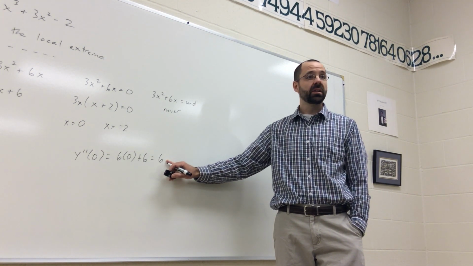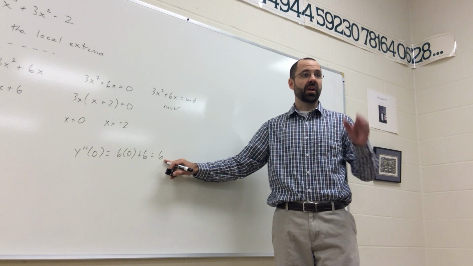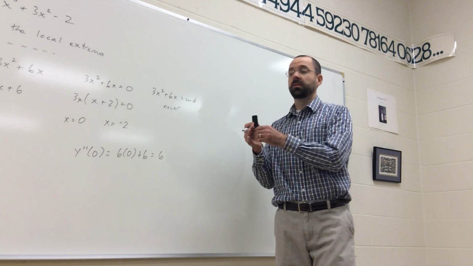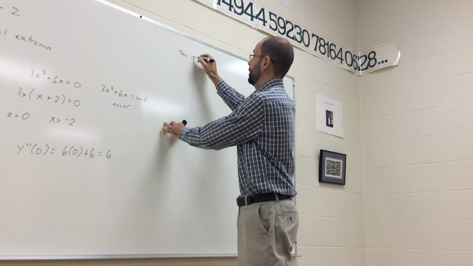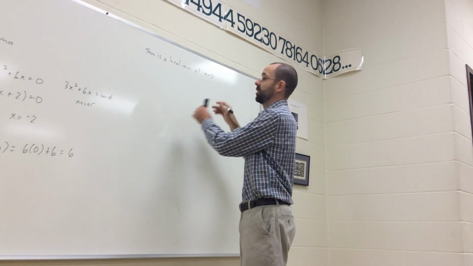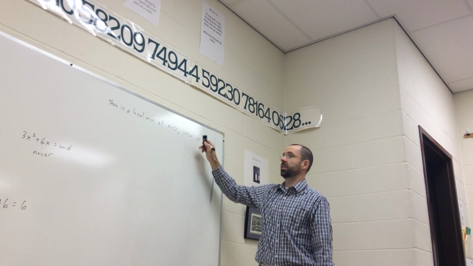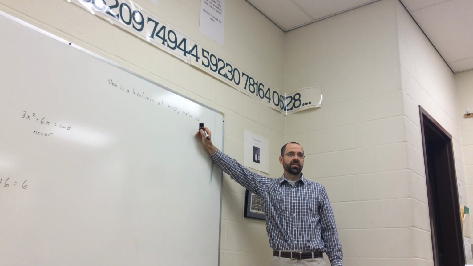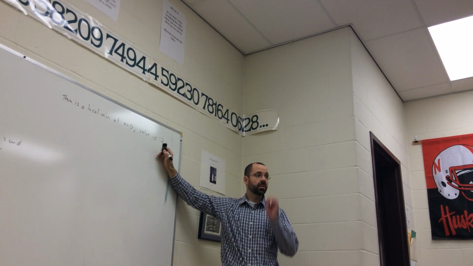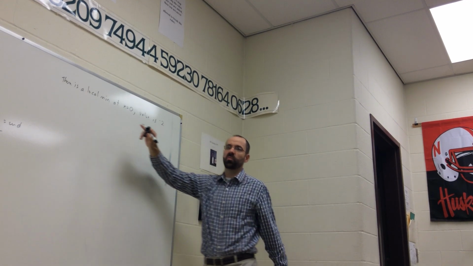So at 0, the first derivative is 0, and the second derivative is positive. That means it's concave up, so that's going to make a local min. So there is a local min at x equals 0. And then the value, you get the value just by plugging into the original, right? So the value is negative 2. Just plug 0 in there.